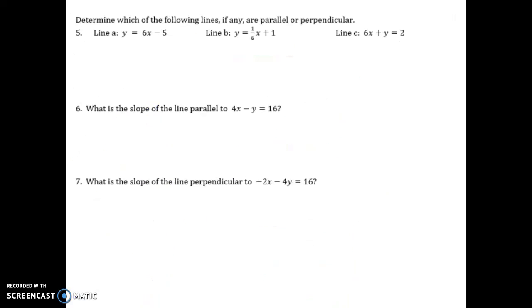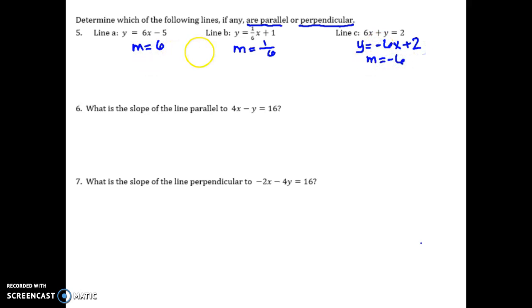Okay, moving on to number 5. Determine which of the following lines, if any, are parallel or perpendicular. To determine if any of the lines are parallel or perpendicular, we have to determine the slopes. Well, A is pretty easy, so the slope is just 6. B is also easy. The slope is going to be equal to 1/6. For C, we're actually going to have to put it in slope-intercept form. Y is equal to negative 6x plus 2. And then our slope will jump out. Our slope is negative 6.